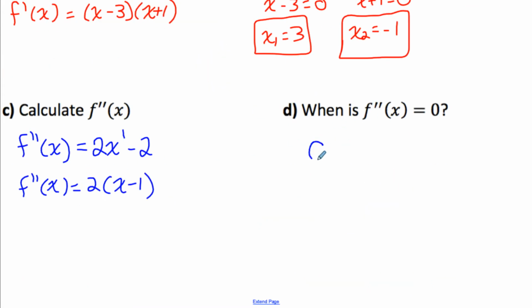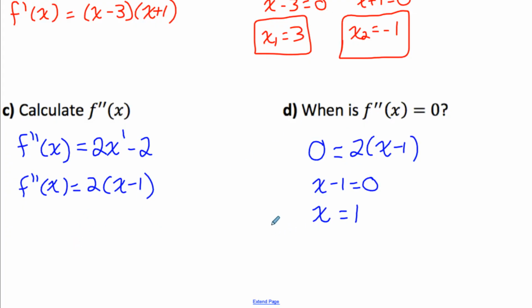So let's set the second derivative to 0 and solve. I'll set the factored form to 0, doesn't matter. This product would be 0 if x minus 1 was 0, and x equals 1. So an x value of 1 makes the second derivative 0.